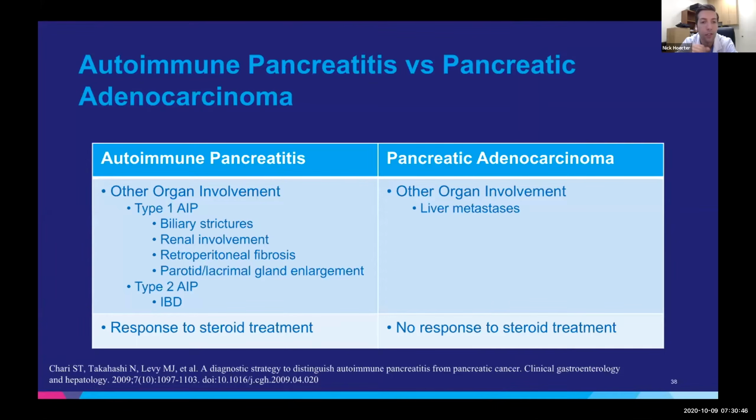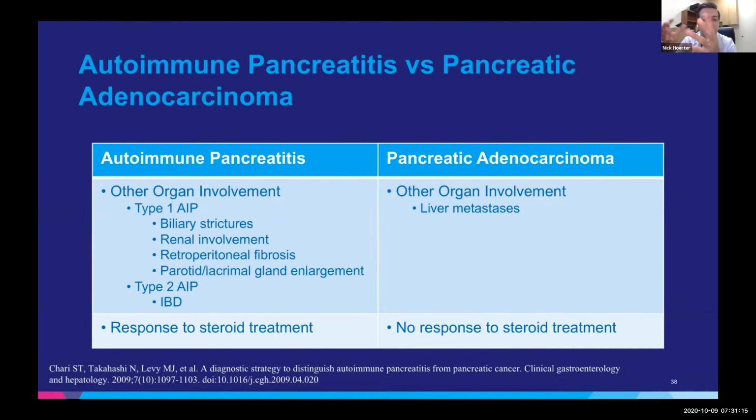Other clinical features in autoimmune pancreatitis: they may have involvement of other organs, especially in type 1. So they can have diffuse IgG4-related disease, including biliary strictures, renal involvement, retroperitoneal fibrosis, or parotid or lacrimal gland enlargement. Type 2 autoimmune pancreatitis is often associated with IBD, as we know. And unfortunately, again, in this case, that was another red herring. The patient did have IBD, but he didn't have autoimmune pancreatitis.